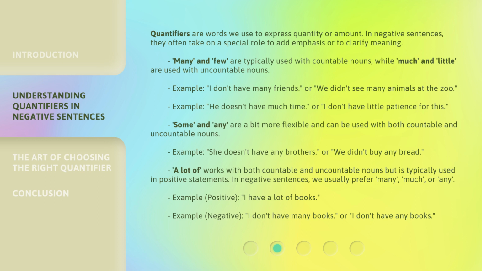A lot of works with both countable and uncountable nouns but is typically used in positive statements. In negative sentences, we usually prefer many, much, or any. Example: positive: I have a lot of books. Example: negative: I don't have many books. Or, I don't have any books.